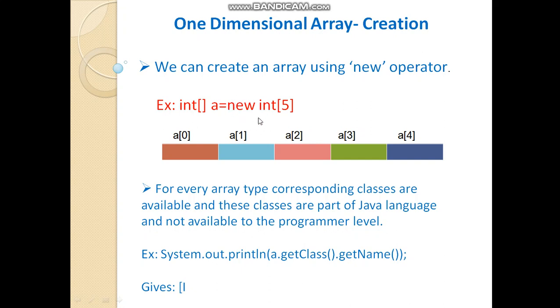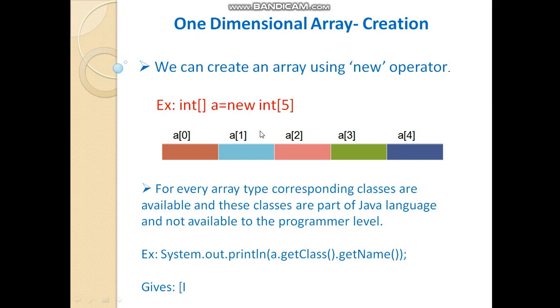In Java, arrays are also treated as objects, so we can use the new operator to create an array. Once this statement executes, internally the array will be created with the name a and its indices starting from 0 and ending with n minus 1, that is 5 minus 1, so its maximum index is 4. That is a of 0, where the first element is stored, a of 1 the second element, a of 2 the third element, a of 3 the fourth element, and a of 4, where the fifth element will be stored.